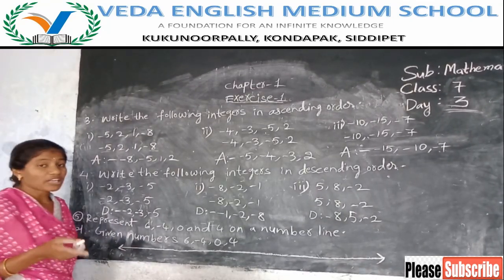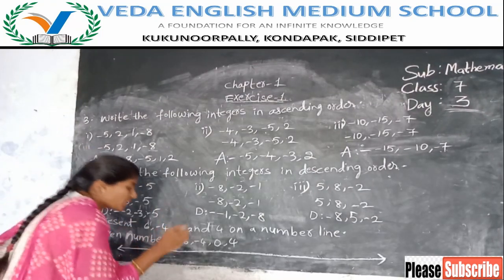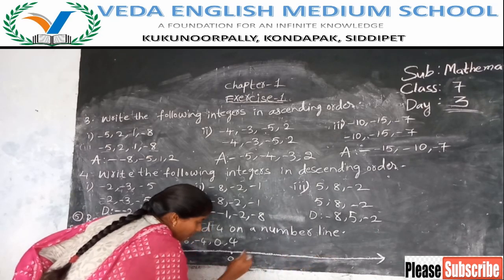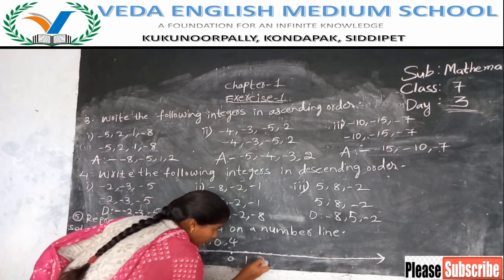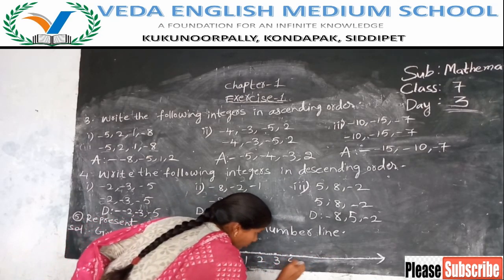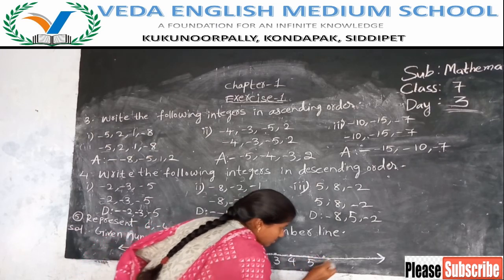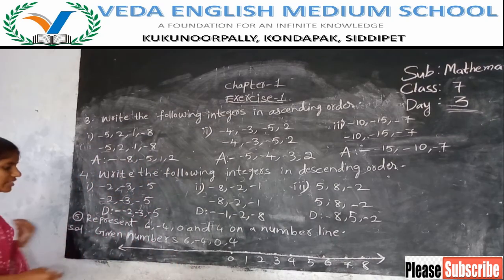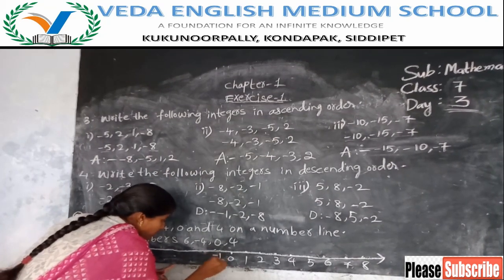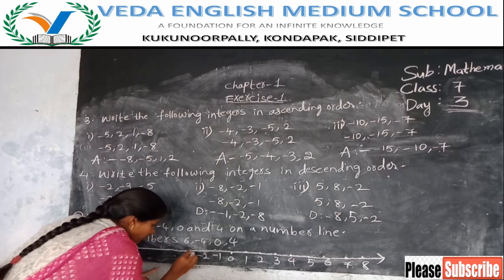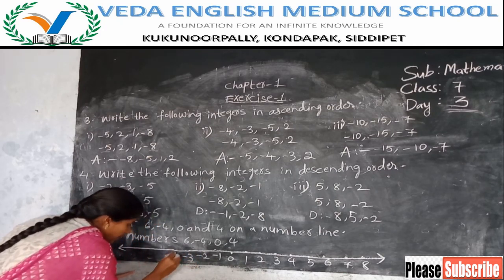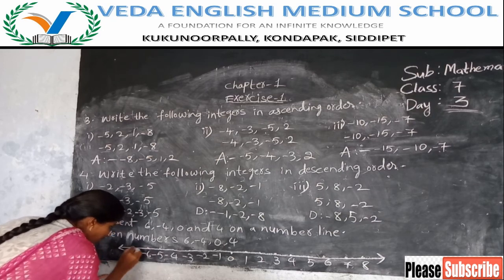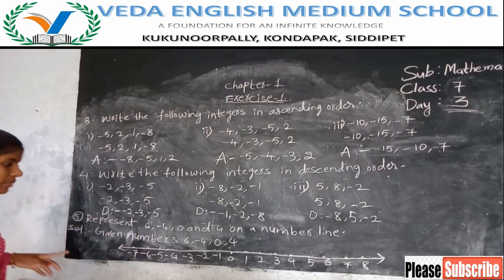While you are drawing the integers number line, first in the middle you have to write 0. Right side, positive numbers: 1, 2, 3, 4, 5, 6, 7, 8. Next, left side, negative numbers: -1, -2, -3, -4, -5, -6, -7. Now the number line has completed.